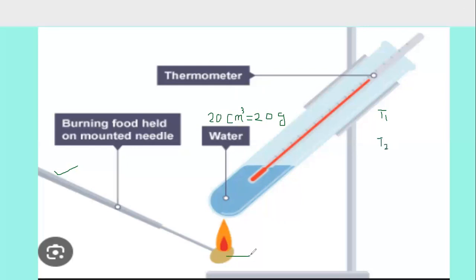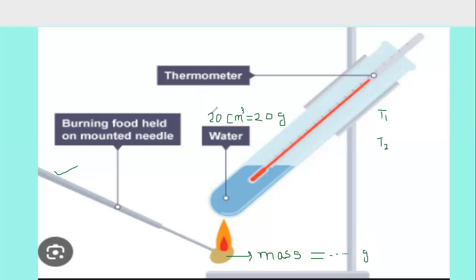Before the experiment, you should measure the mass of the food sample. Okay, so we have a top loading balance in the laboratory. So we will measure the mass of the sample of food. Whatever the mass of the sample of food in grams, you will measure beforehand.